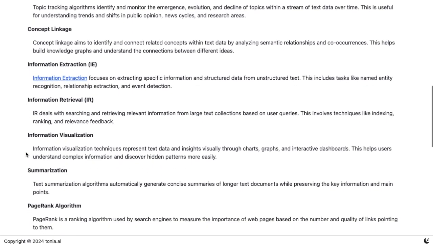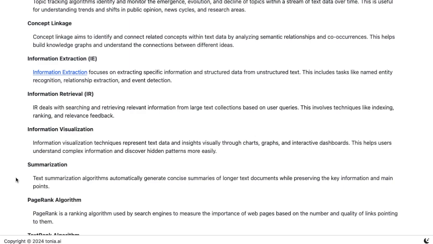Information visualization techniques represent text data and insights visually through charts, graphs, and interactive dashboards. This is to help users understand the complex information and discover hidden patterns more easily. Information visualization is then for the human user to better view and visualize information within the processed unstructured data.